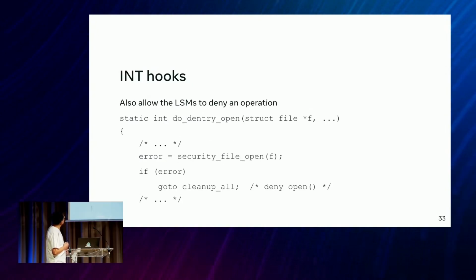There are also int hooks. Int hooks can be used to notify some information to the LSM, but they also allow the LSM to deny an operation. For example, in the file open path, it will call the security file open hook. And if any of the LSMs say this is not allowed, it will return a non-zero error here, and it will deny this open operation.